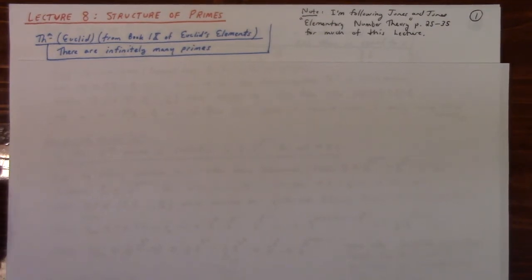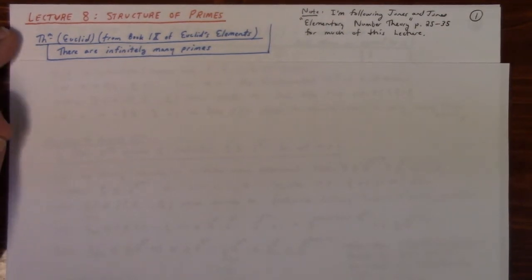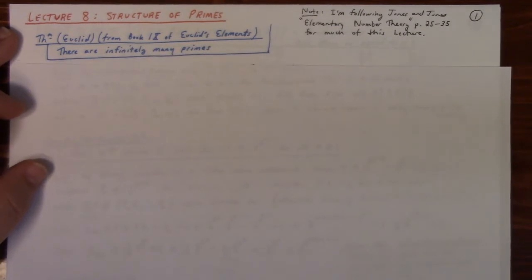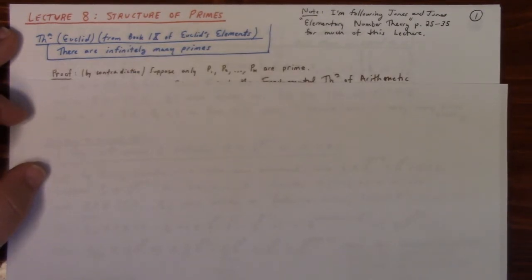So let's start at the beginning. This is a very old result. It's in Euclid's 9th book of Euclid's Elements, and here it is: there are infinitely many primes. The proof is by contradiction. Let's see how it goes.